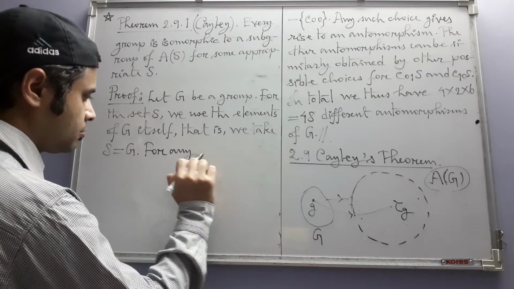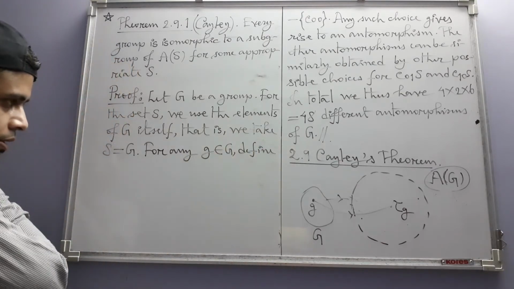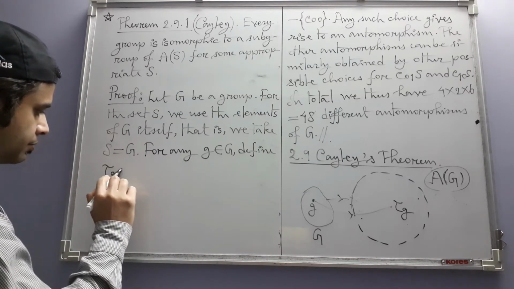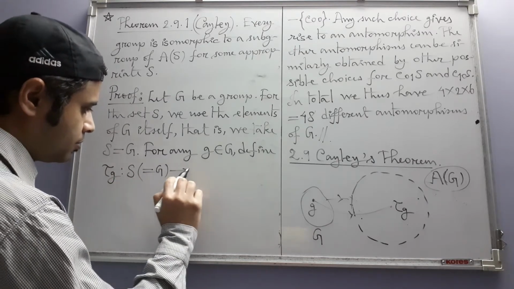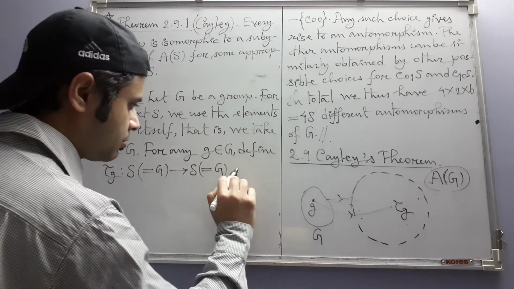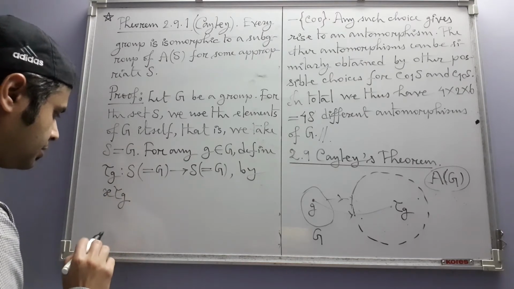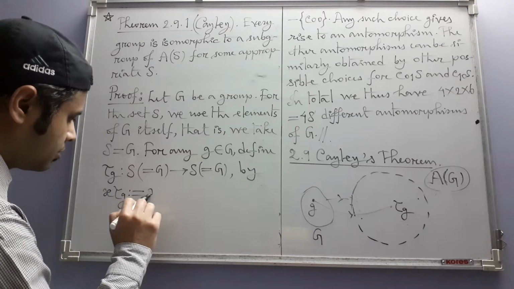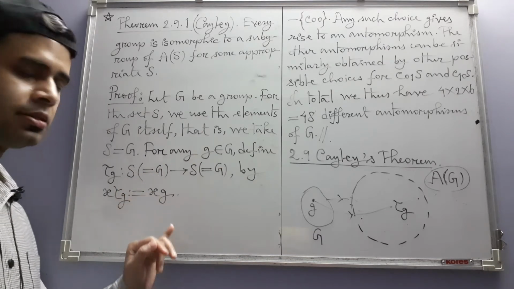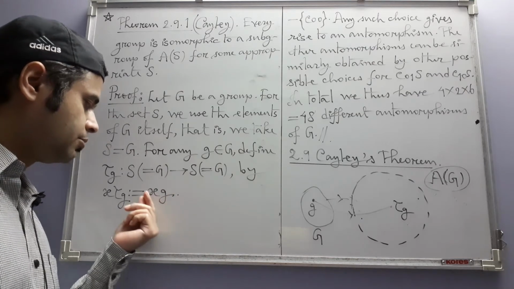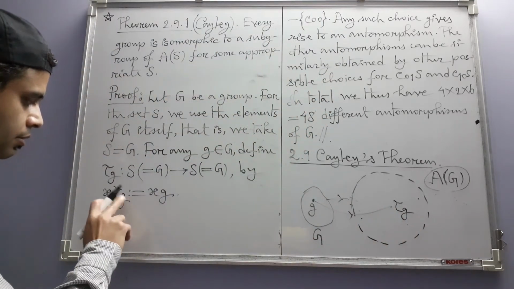for any g belonging to G. We are now going to define a map tau g from S, which for us is nothing but G, into S, by this formula. x tau g, that is the image of x under tau g, is defined to be equal to xg. Note that because your input is coming from G and this g is also a group element, the output xg is nothing but the product of the group elements x and g in our original group. Okay, so that's how we have defined the function tau g.